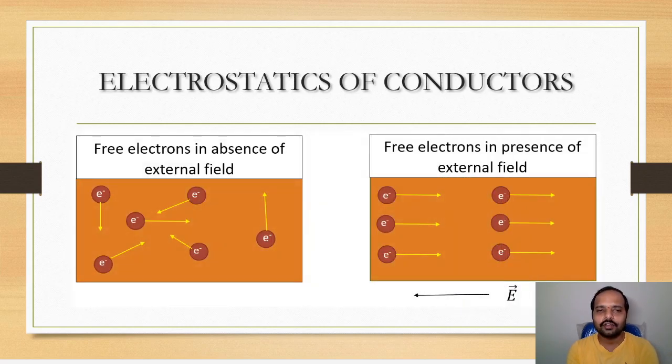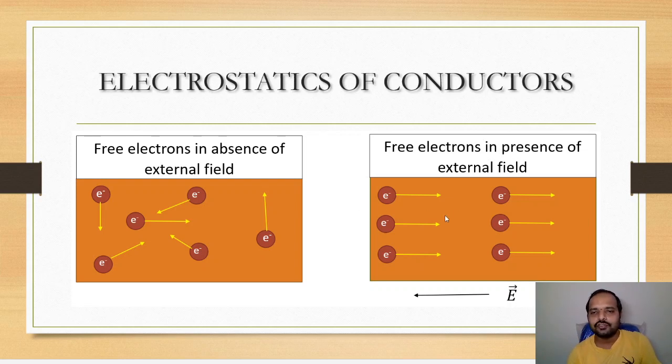Now let us also understand the behavior of the free electrons in the absence and in the presence of an external field. That is, let's consider a conductor. So we have considered a conductor over here, and if we are not going to apply any kind of electric field in this case, we can see that the electrons are in random motion. That is, they will be moving around in all the directions. At the same time, they will be having different velocities.